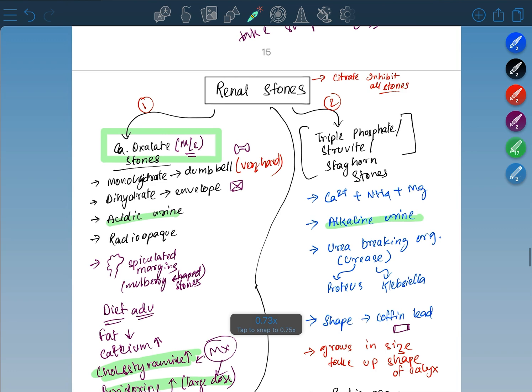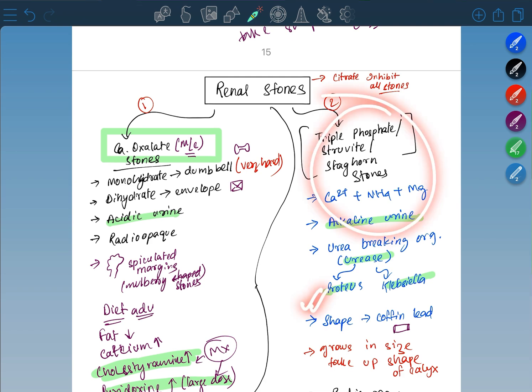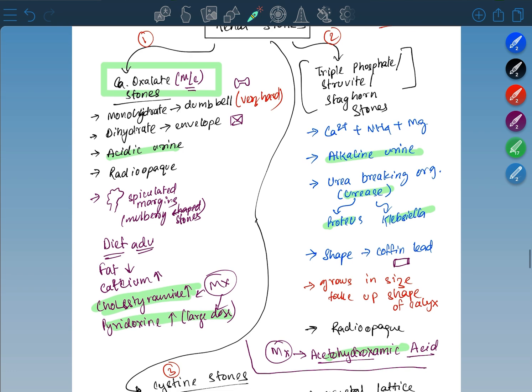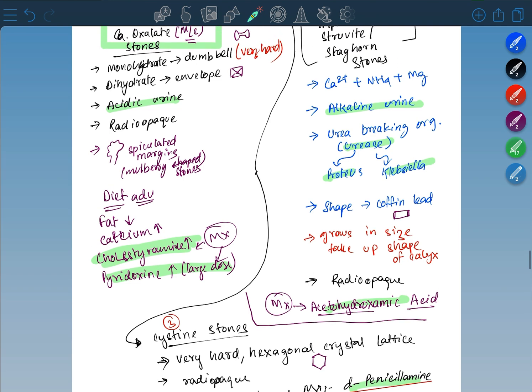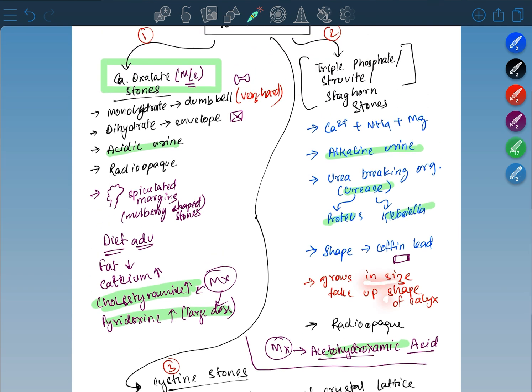How does it happen? It happens because of urea breaking organisms. The organisms that break down urea in your body are termed urea splitters, which are Proteus and Klebsiella. If these organisms are more, then more of these triple phosphate, staghorn and struvite stones will form. And their shape is coffin shaped. Remember the coffin lid shape, like this. This was the dumbbell shaped, and this was the envelope shape, and this is coffin shaped.